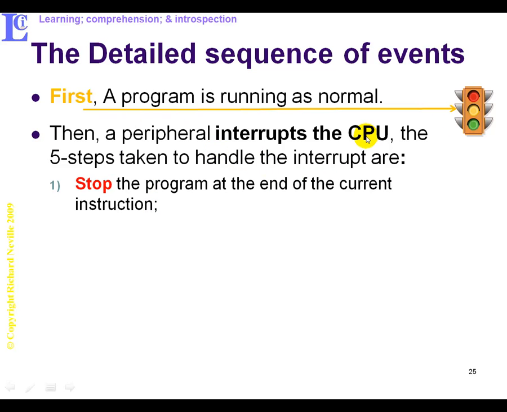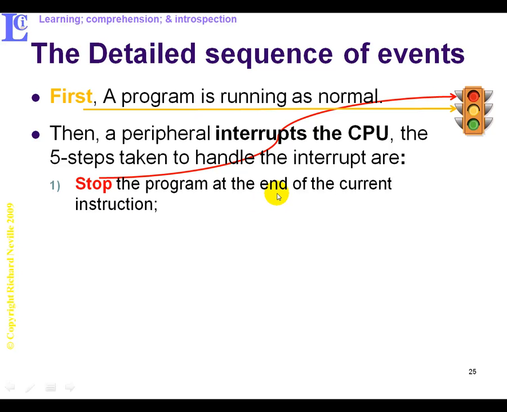So what we're talking about here is a peripheral interrupts a CPU, and basically we have 5 steps to go through the process of handling it and then giving back to the initial program the CPU to run its program. The first thing we've got to do, number one, is stop the program that's running.